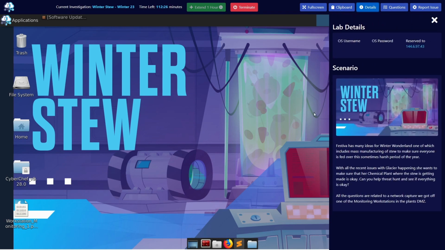Festivia had many ideas for Winter Wonderland, one of which includes mass manufacturing of stew to make sure everyone is fed over this sometimes harsh period of the year. With all the recent issues with Glacier happening, she wants to make sure that her chemical plant where the stew is getting made is okay. Can you help threat hunt and see if everything is okay?